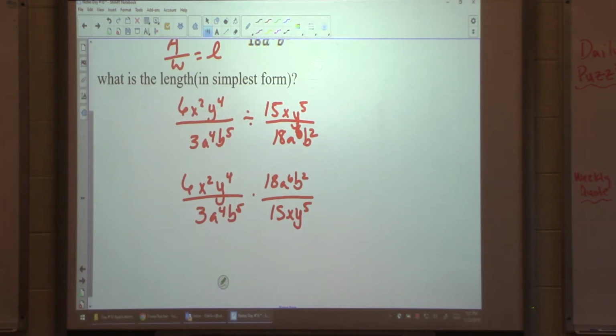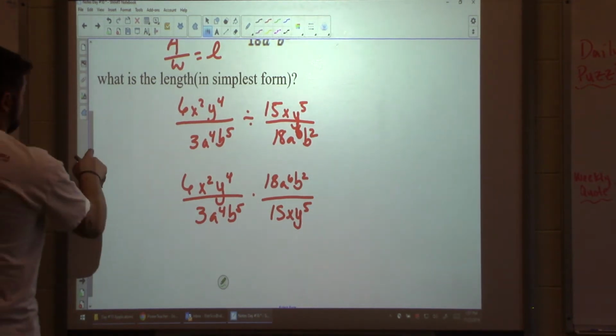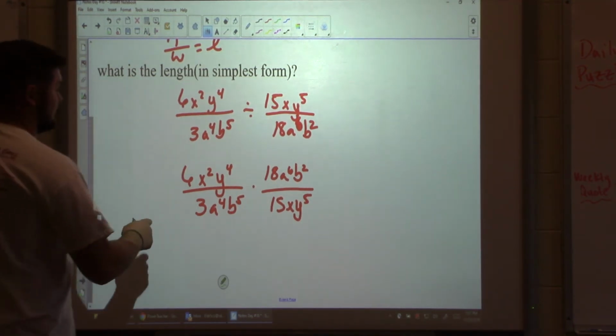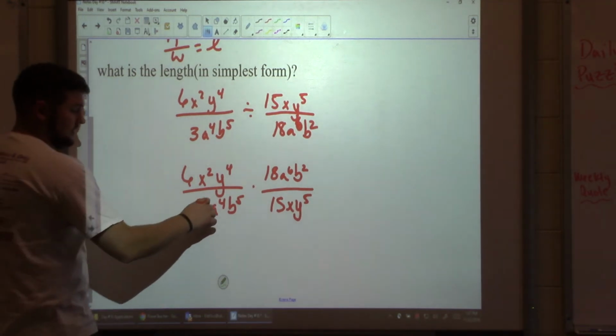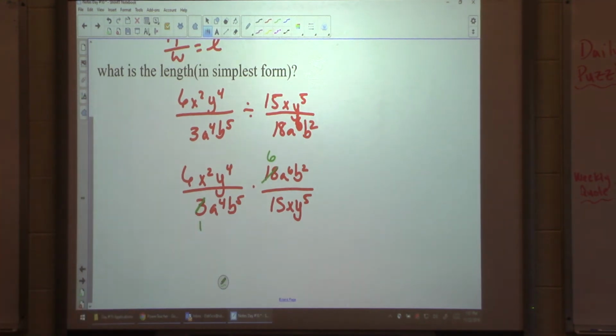We said when we multiply, our first step should always be to factor. Can I factor anything? Remember, factor, not simplify. No, so I can start simplifying right away. Well, what is something that I might be able to simplify here? 18 and 3. What can I take out of both? 3. I'm left with 1 and I'm left with 6. Good.